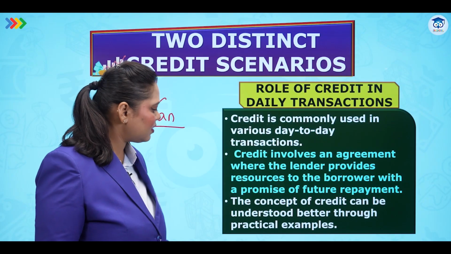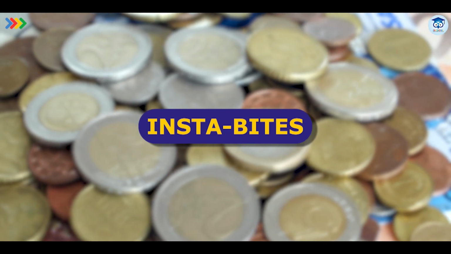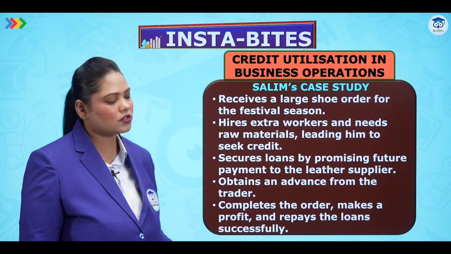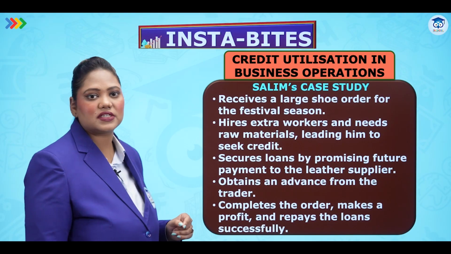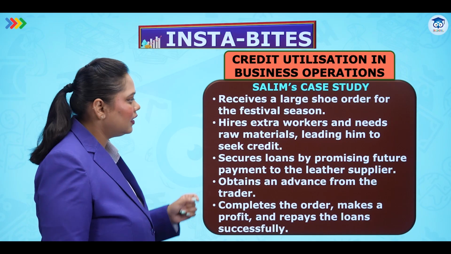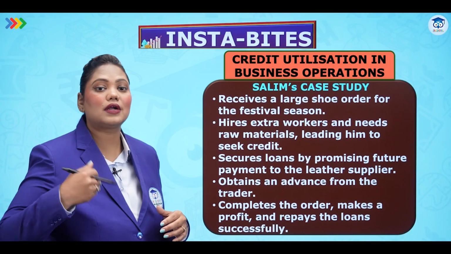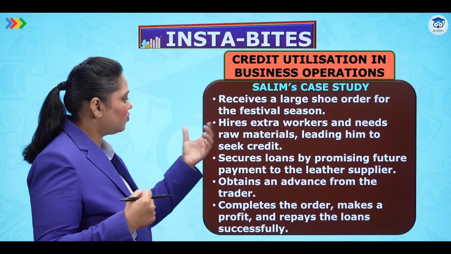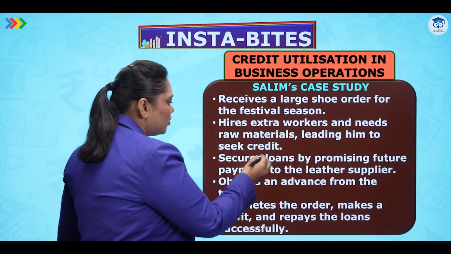The concept of credit can be understood better through practical examples. In InstaBytes, we're going to see a case study of Salim, credit utilization in business operations. Salim receives a large shoe order for the festival season. He hires extra workers and needs more raw material, leading him to seek credit. Because of the festival season, his workload has increased, so he needs a lot of supply of raw material. If he needs that, he wants to purchase it with money. So he's going to take credit.